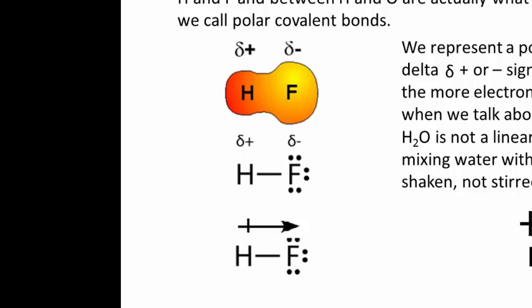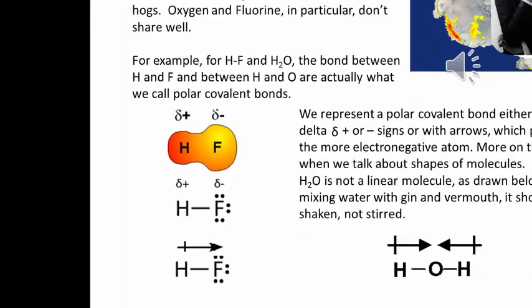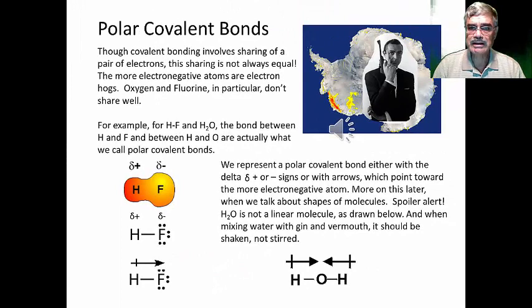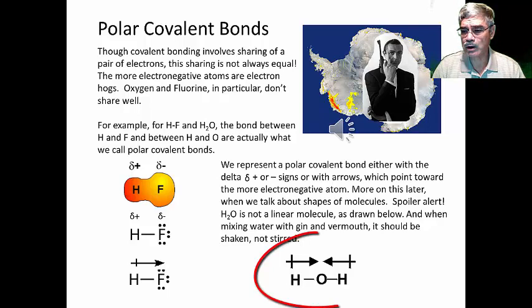Another way is by using arrows where one end of the arrow has a plus sign for partially positive and the other end of the arrow is the pointy part of the arrow. That's just a convention. So the point is that many covalent bonds are actually what we call polar covalent bonds. Even though covalent bonding involves sharing, they are not shared equally when you're dealing with one of the more electronegative elements. The next example, let's talk about water.